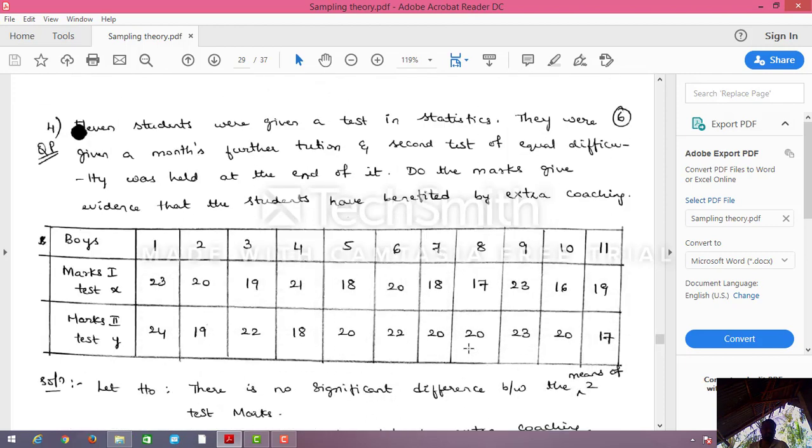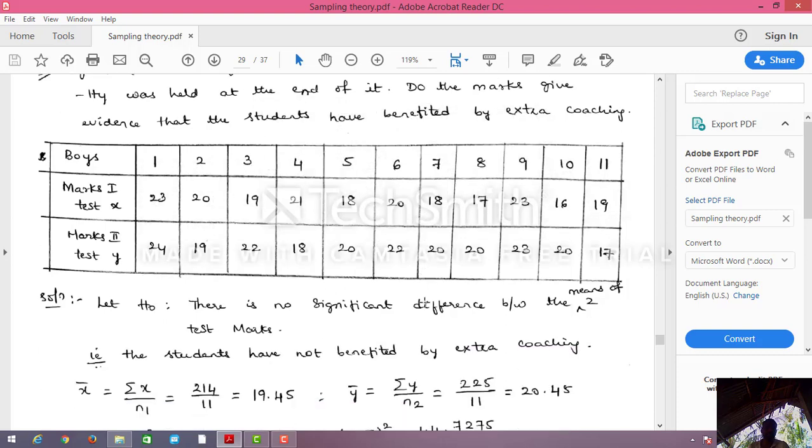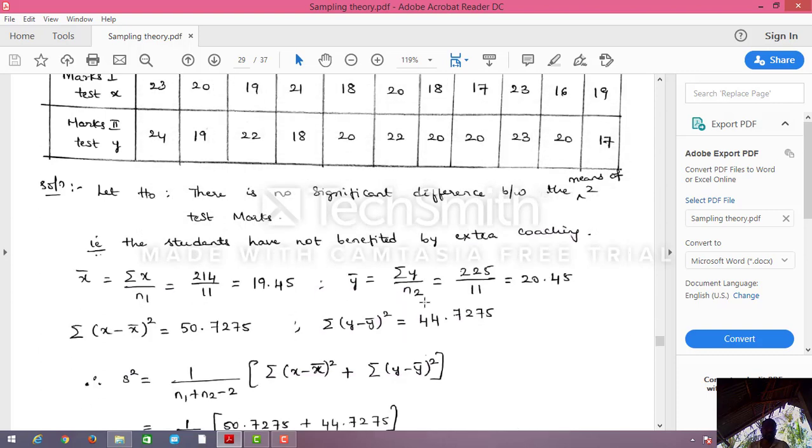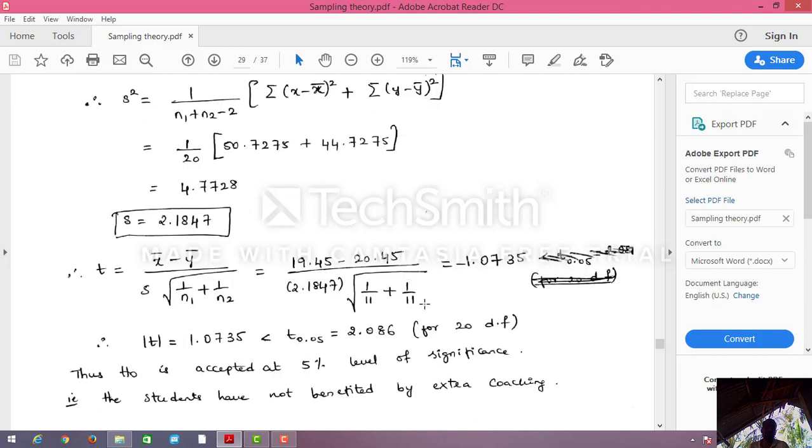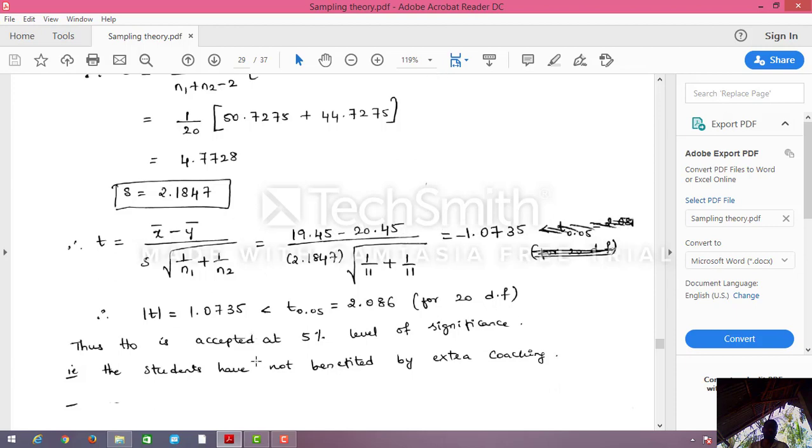So already, I have given the problem, and I have not specified the degrees of freedom, so we have to use the table and find it. So modulus of t equals 1.0735. The table value for 20 degrees of freedom at the 5% level of significance is 2.086. So the t value is less than the table value at the 5% level of significance, so the hypothesis is accepted.